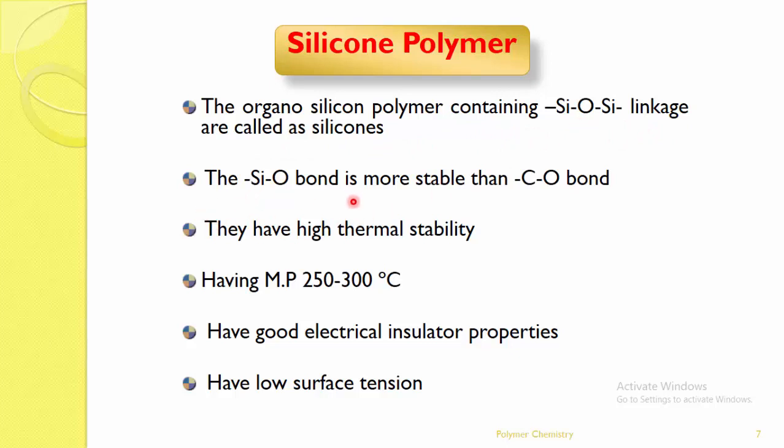As we know, the Si-O bond is more stable than the C-O bond, meaning the carbon-oxygen bond is weaker as compared to the Si-O bond. Due to this, silicon polymers have higher thermal stability, with a melting point of 250 to 300 degrees Celsius. One more very important thing is that they have good electrical insulator properties and low surface tension. So these are certain properties of silicon polymers.